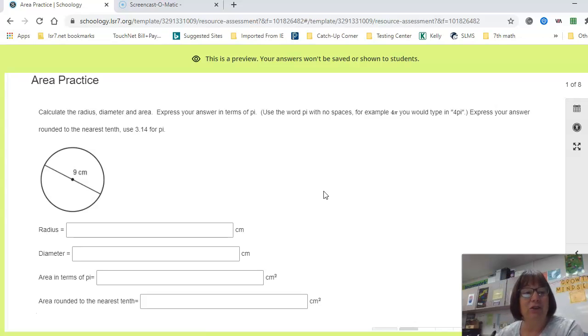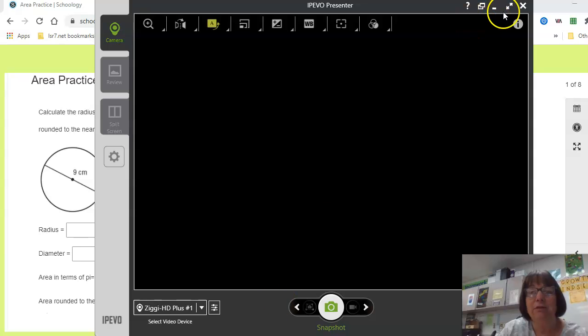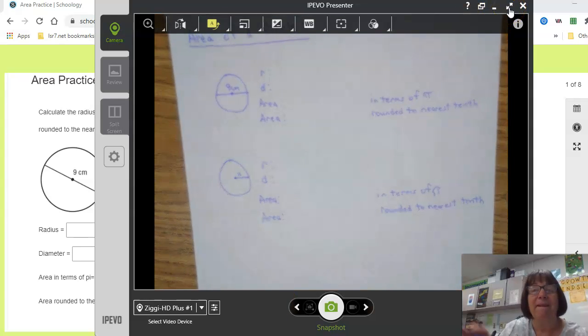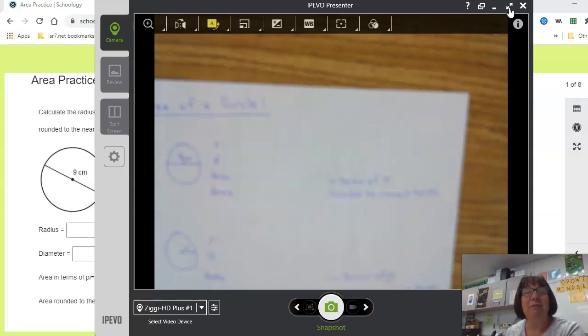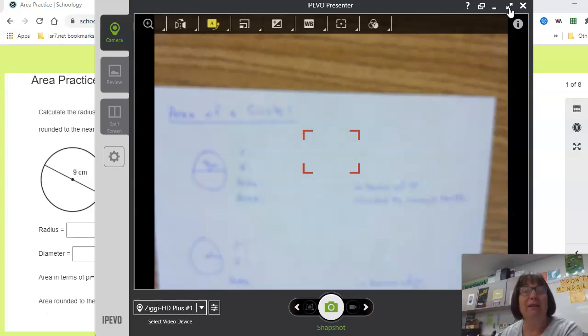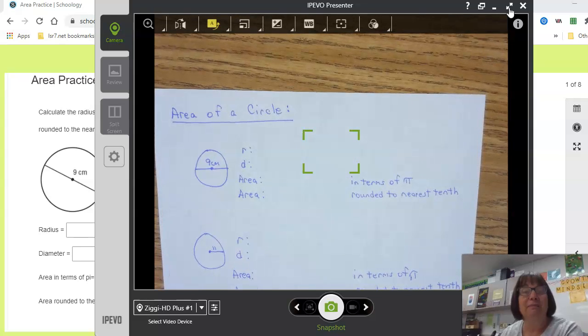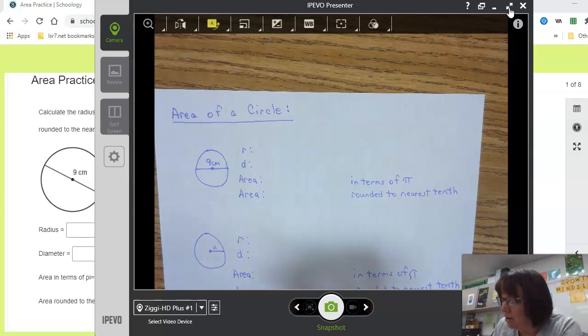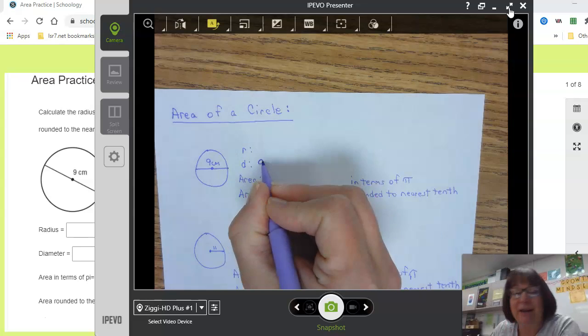So when I look at this circle, I need to determine what it is that they gave me. Well, this line goes all the way across, so that would be my diameter. So I'm going to slide to a new screen so that you can see this same problem, and we will work through it. There we go. So I have a line that goes all the way across. That's my diameter is 9.